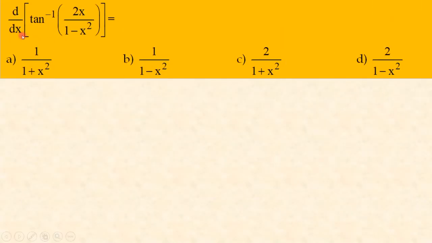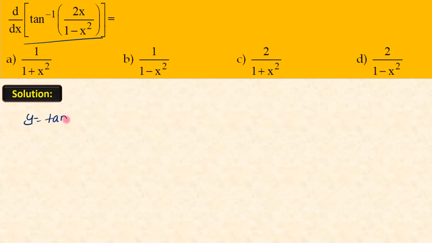The question is d by dx of tan inverse of 2x divided by 1 minus x square is equals to. Options are 1 by 1 plus x square, 1 by 1 minus x square, 2 by 1 plus x square, 2 by 1 minus x square. Let us find this. Here let y is equals to tan inverse of 2x by 1 minus x square.